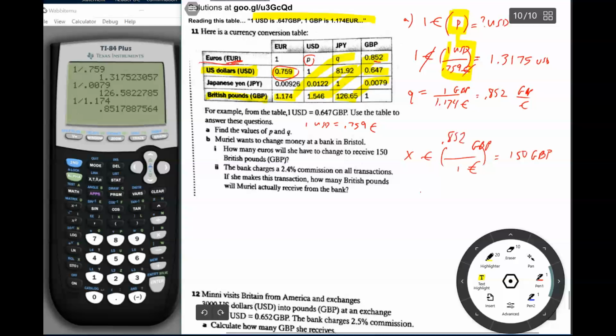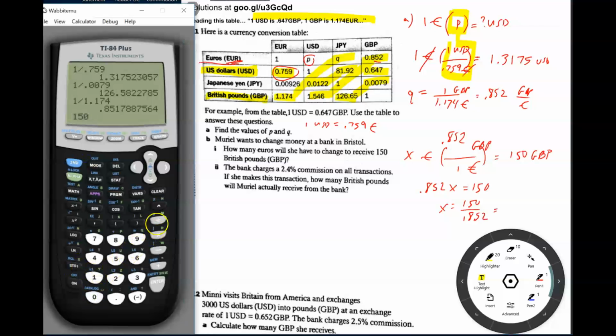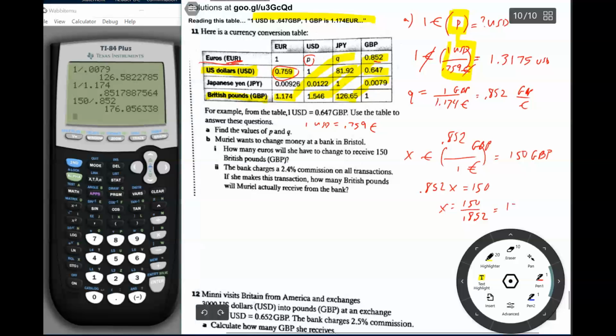So basically we have 0.852x equals 150. So x is equal to 150, and we're going to divide both sides by 0.852. Right? And we'll have 150 divided by 0.852, which is 176.